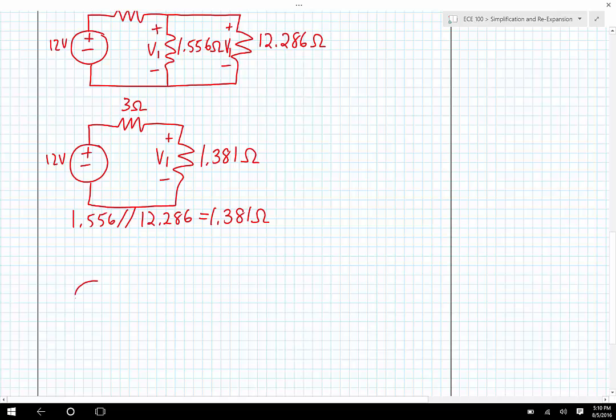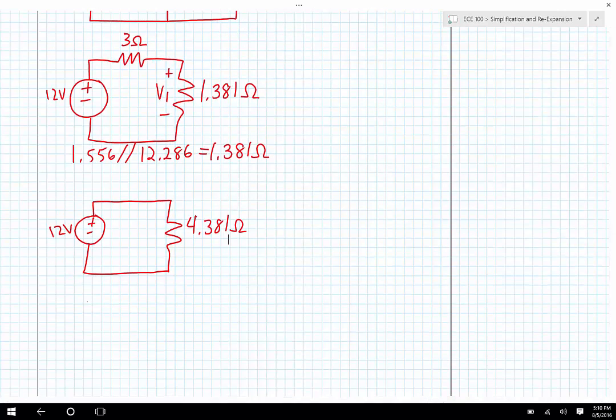Last thing that we're going to combine here, we've still got the 12 volt source and the two resistors in series. We're going to end up being 4.381 ohms. And we've now simplified that big, massive circuit down to a single voltage source and a single resistor. We've reached the midpoint of the problem. Remember the idea of the hourglass. So we are now done with simplification, and it's now time for re-expansion.